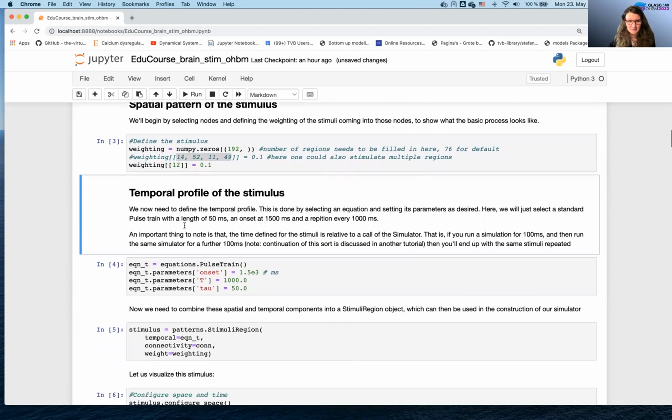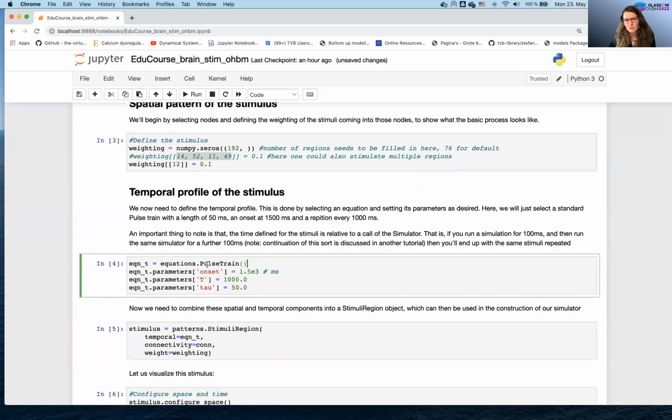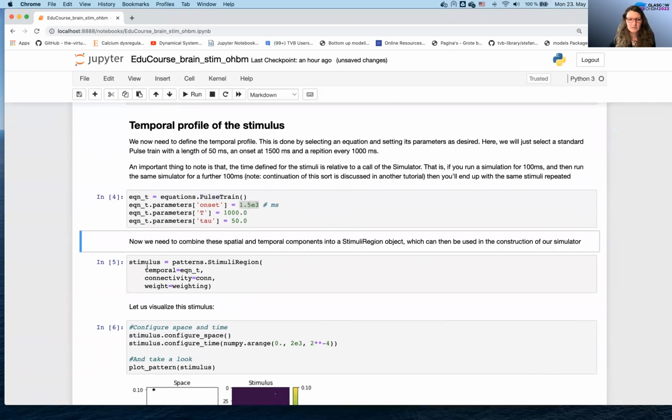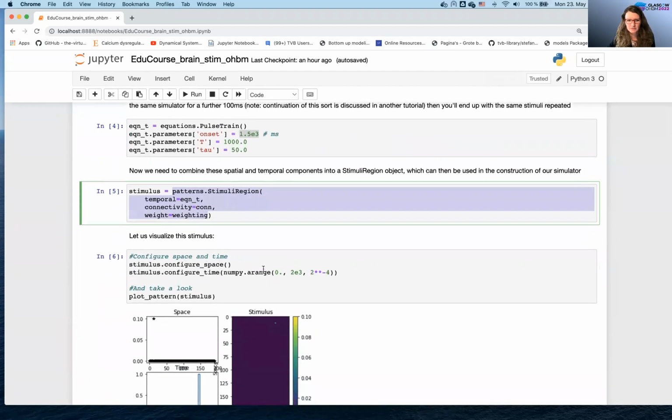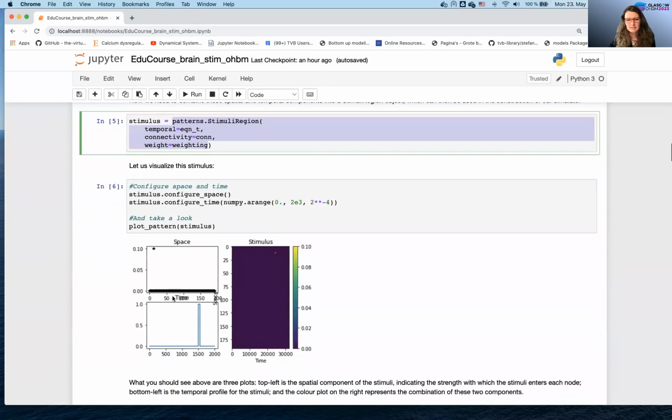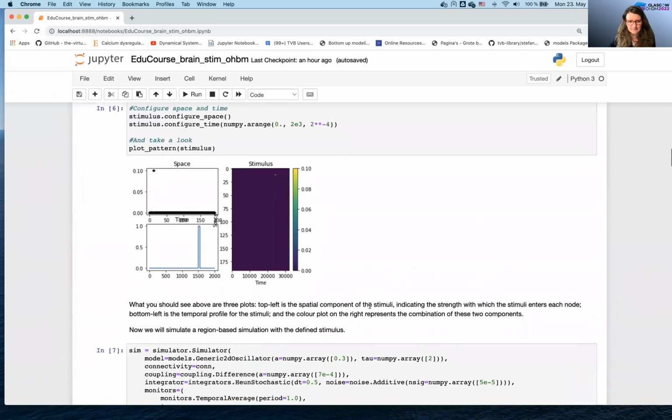The temporal profile of the stimulus is also important. We chose what's already inside TVB. It's a pulse train. So really just a stimulus giving pulses. It will start at 1,500 milliseconds. And it will have a gap of 50 milliseconds, and it will last for 1,000 milliseconds. Okay, so now we need to define that stimulus. That's often in TVB that we put it all together in this stimulus class, and we visualize it. For that, we first configure the stimulus and then visualize it. You can see that I chose here one region to be stimulated after 1,500 milliseconds.